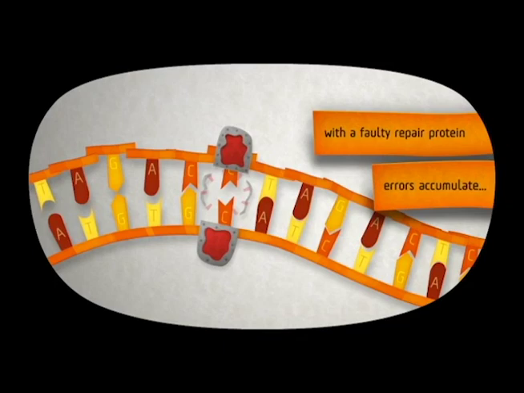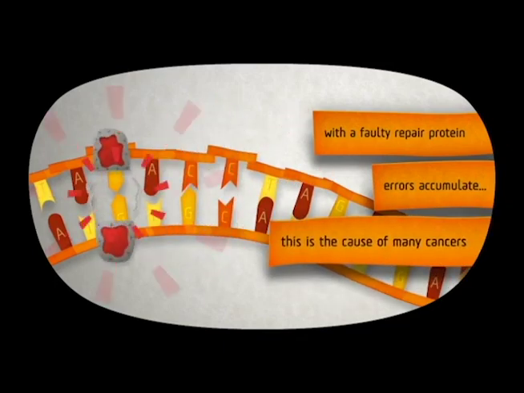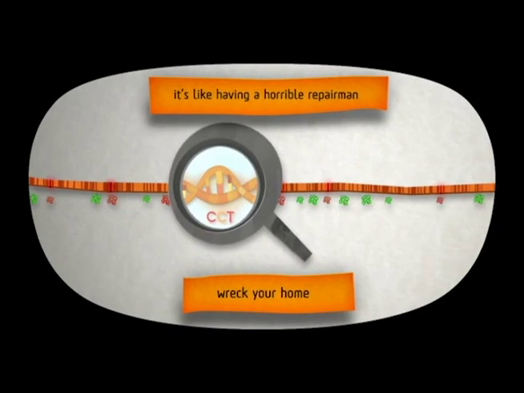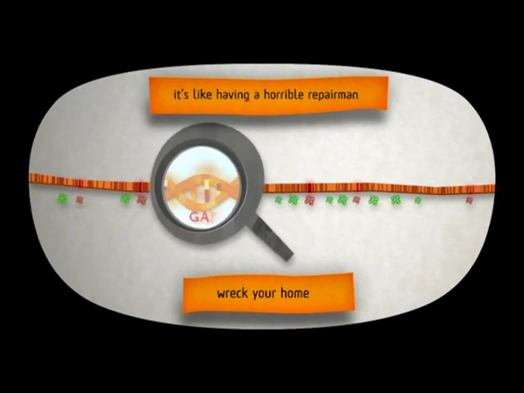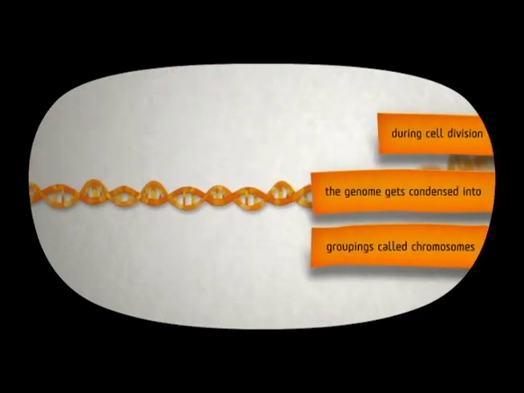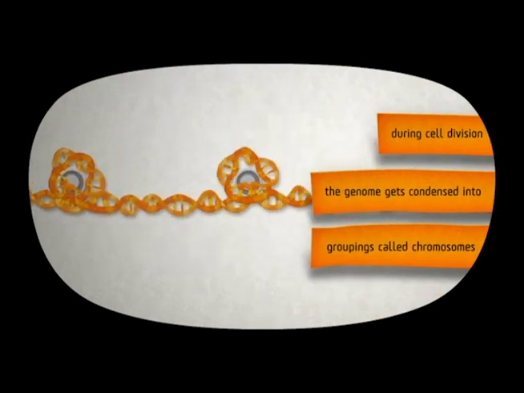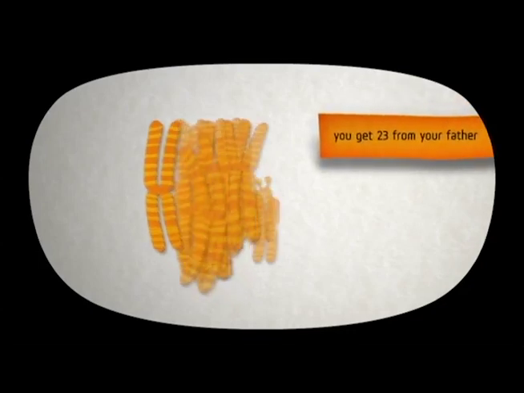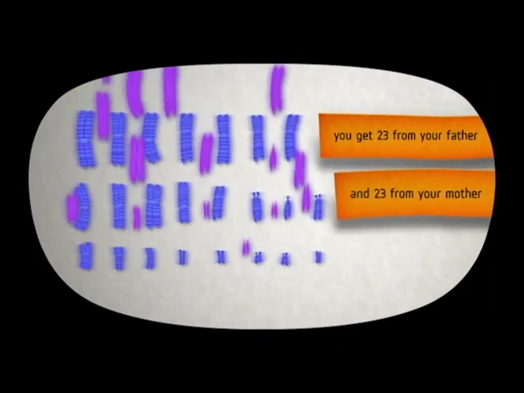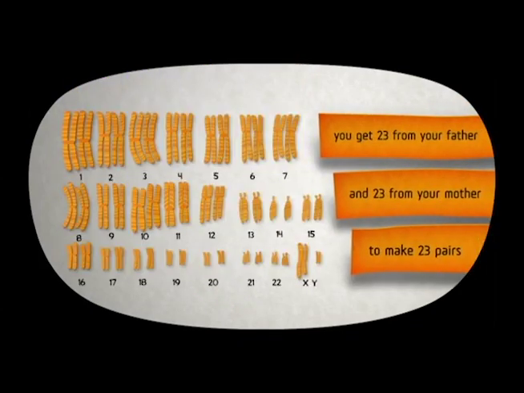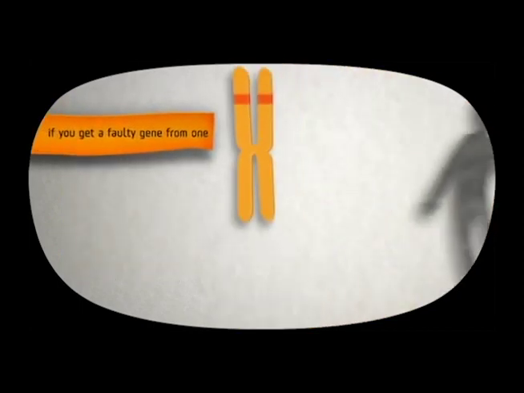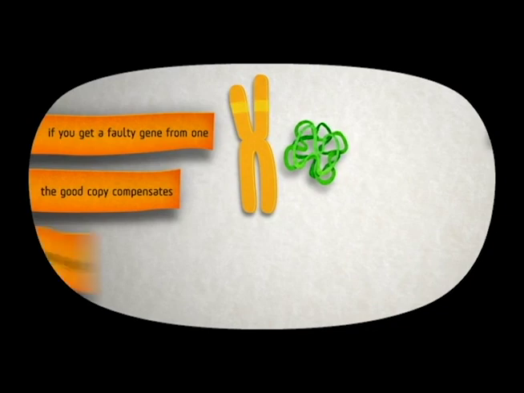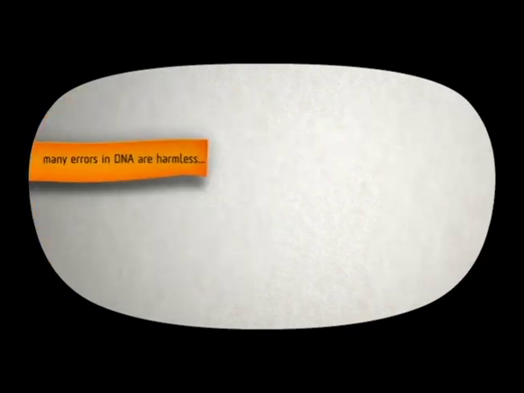With a faulty repair protein, errors accumulate. This is the cause of many cancers. It's like having a horrible repairman wreck your home. During cell division, the genome gets condensed into groupings called chromosomes. You get 23 from your father and 23 from your mother to make 23 pairs. If you get a faulty gene from one, the good copy compensates. This is why you don't marry your sister.